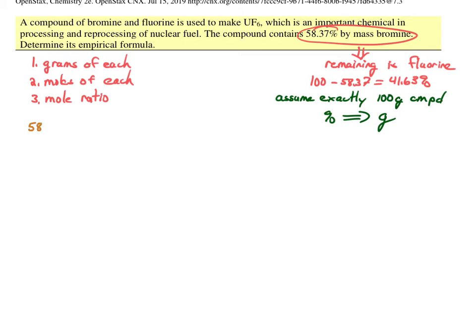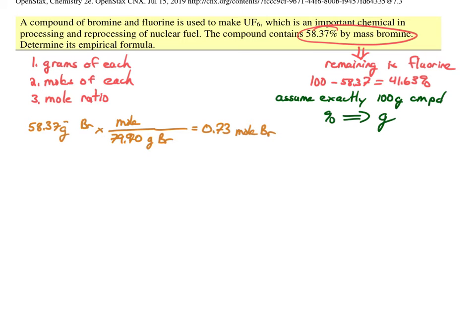So we have 58.37 grams of bromine. We can get to moles by dividing by the formula weight, 79.90 grams of bromine in a mole. We get that from the periodic table. So we have 0.73 moles of bromine.